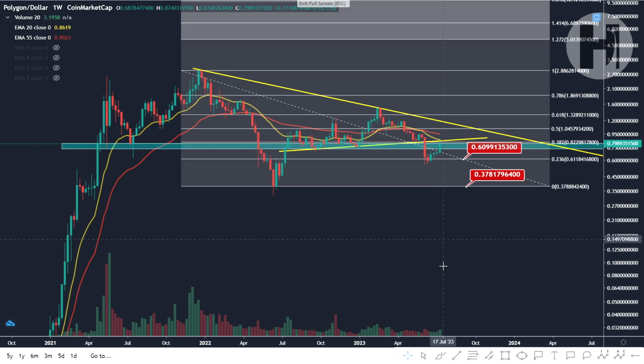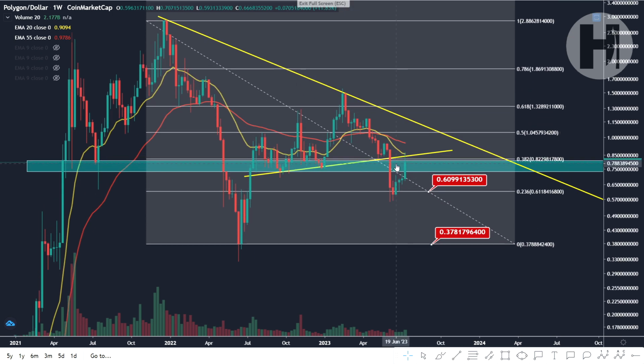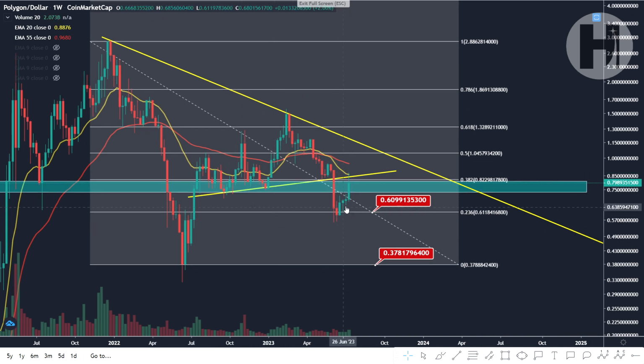You can see that the volume isn't dead, but there is some volume, and we're just trying to break above this block. So this was our support block in 2021, in 2022, in 2023, but unfortunately we lost it over here in June 2023, just like we lost it briefly in May 2022. But right now we're trying to break above it.